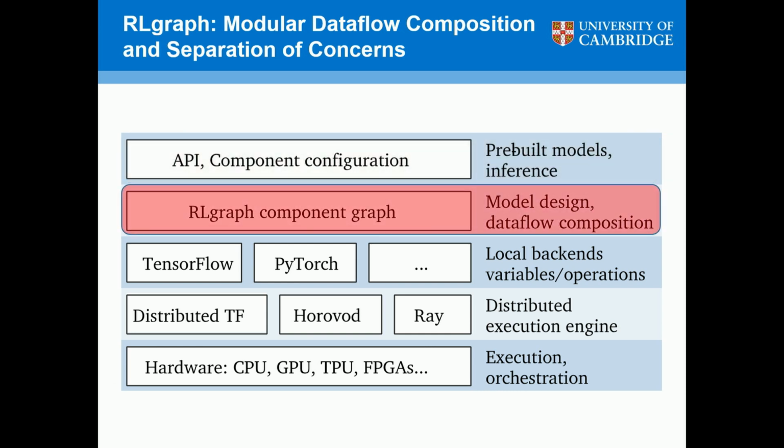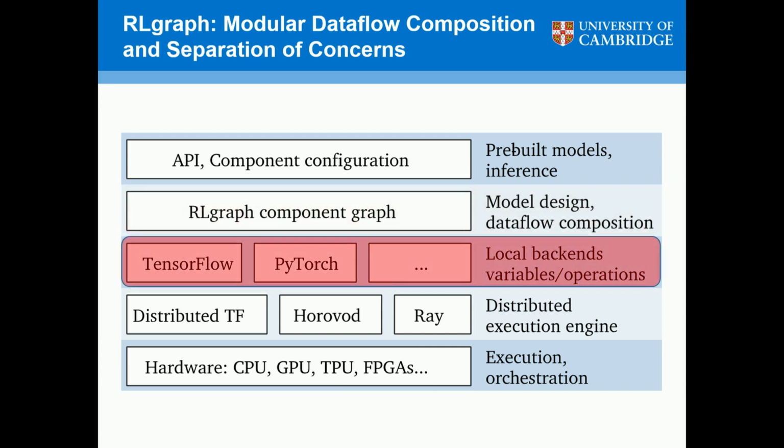Underneath that is what we call the abstract data flow definition layer, or the component graph layer. In this layer, you would operate if you would design your own algorithms. And here you define in a very abstract, high-level way how data will flow through your computation graph. So you basically hash out the basics of your algorithm.